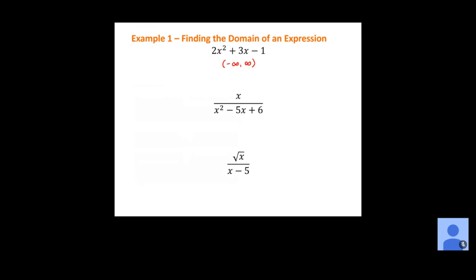Okay, let's look at the second one here. So again, we go through our list. Do we have any x's in a denominator? We do, right? So in this case, what do we know that denominator cannot be equal to? Can't be 0. So what I'm going to do is take the entire denominator here and set it not equal to 0. We're going to say x squared minus 5x plus 6 cannot be equal to 0.